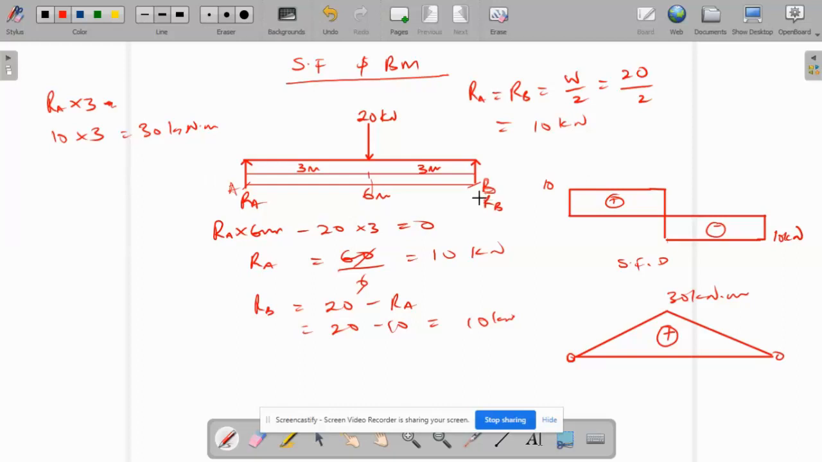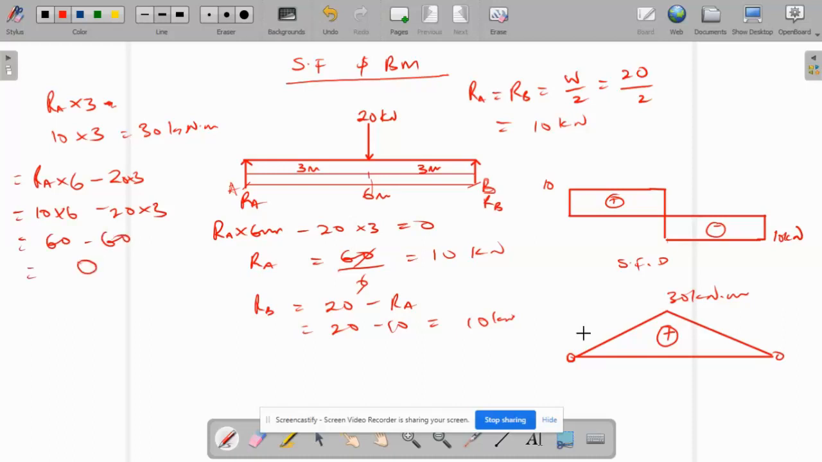Let's consider the bending moment at this point. Here we have our reaction A times our perpendicular distance, which is 6, minus the load from here to here, which is 20 times the perpendicular distance of 3. So this is equal to 10 times 6 minus 20 times 3, which is 60 minus 60, equal to 0.